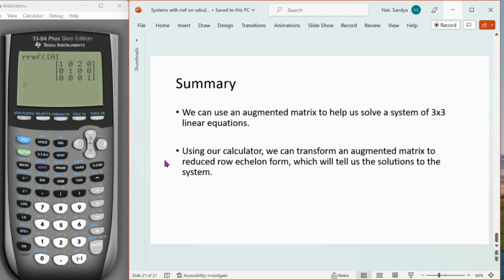So remember that we can use an augmented matrix to help us solve a system of 3 by 3 linear equations. So using our calculator, we can transform an augmented matrix to reduced row echelon form, which will tell us the solutions to the system.